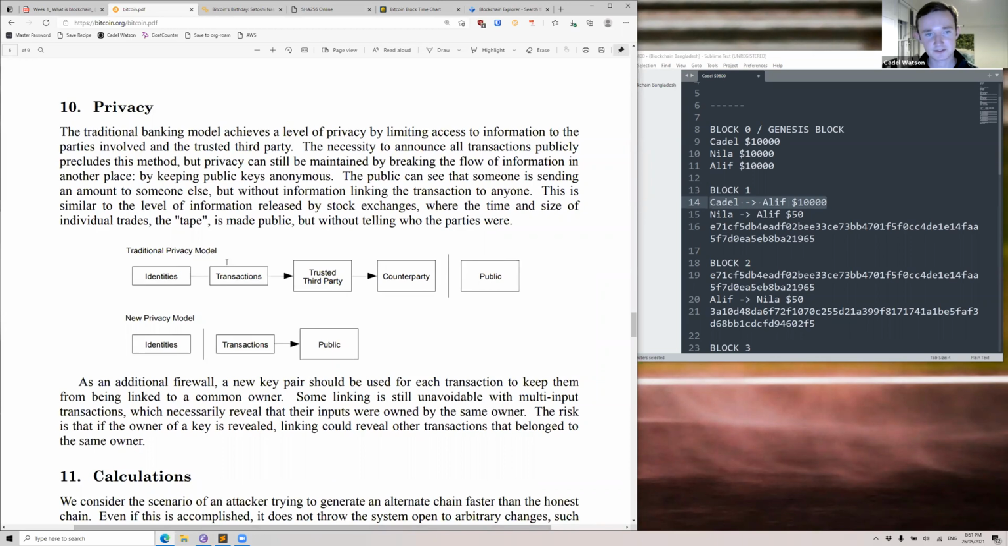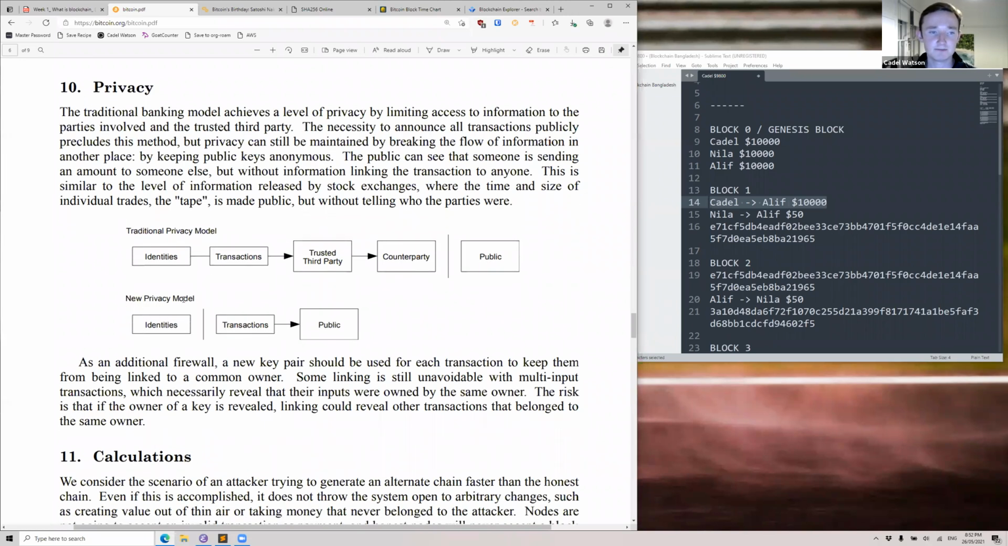In the traditional privacy model, we have this trusted third party, which could be the bank, the government, the Federal Reserve, and so on. And us as the identities submit transactions through that trusted third party to whoever we're sending our money to, the counterparty. And we've got this walled garden around that blocks off the public.